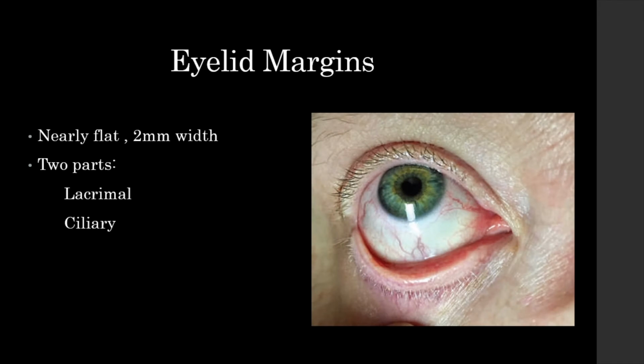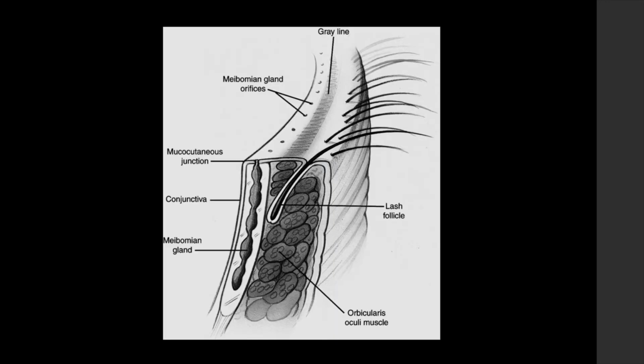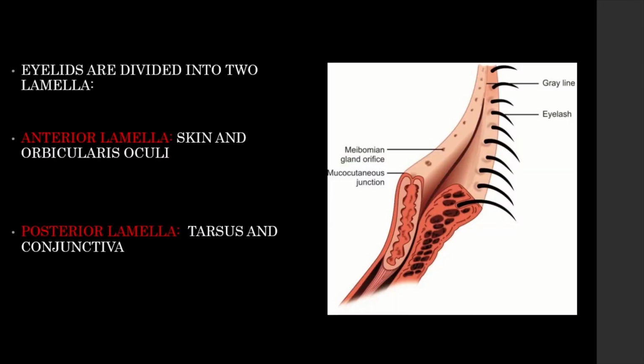Eyelid margins form 2 parts, divided by the lacrimal papillae into a medial lacrimal portion and a lateral ciliary portion. The lateral ciliary portion consists of the anterior round border and the posterior sharp border as seen in this image. In between you have the gray line, and this gray line exactly divides the eyelid into 2 lamellae, anterior and posterior. Anterior lamella contains the skin and orbicularis oculi. Posterior lamella contains the tarsus and the conjunctiva.